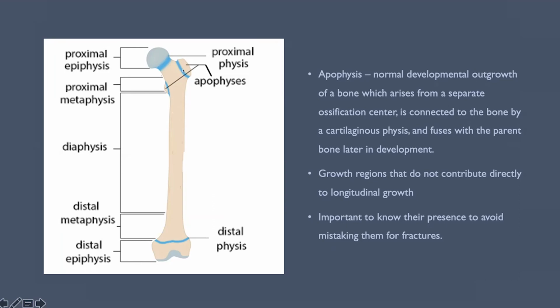Then we have these structures, the apophysis, which do not actually contribute to the longitudinal growth of the bone, but it is important for us to know them so that we don't mistake them for abnormal structures or fractures. So there is also a growth plate between the apophysis and the rest of the diaphysis or the long bone. So it is important to know these so that we don't mistake them for abnormality.